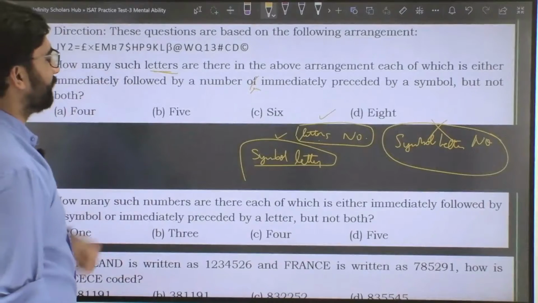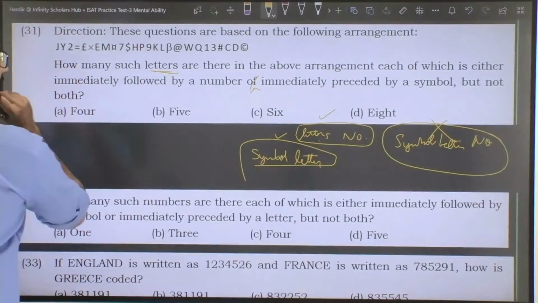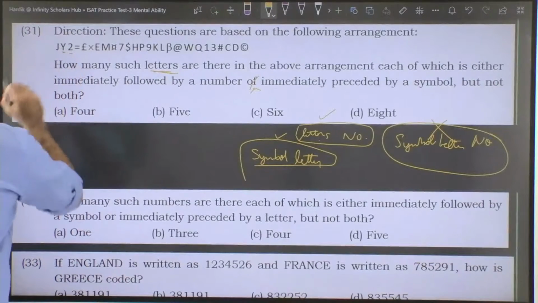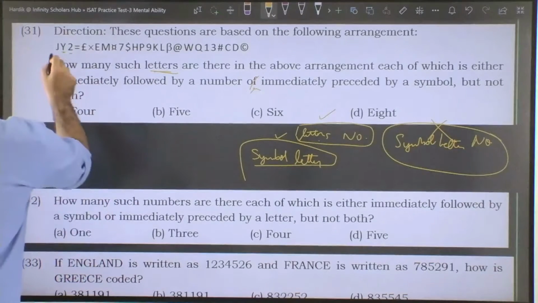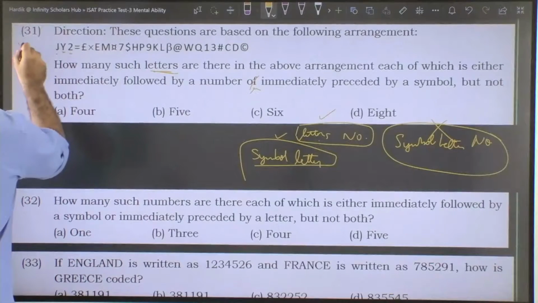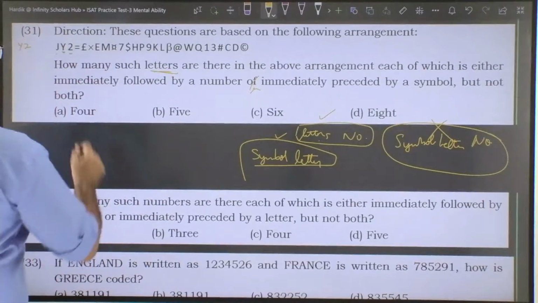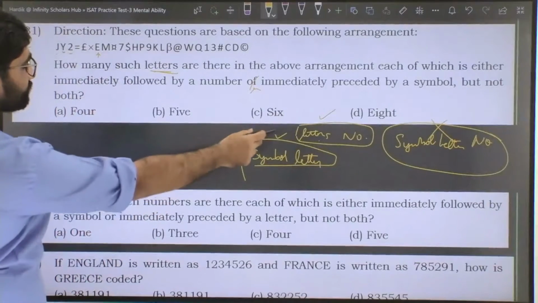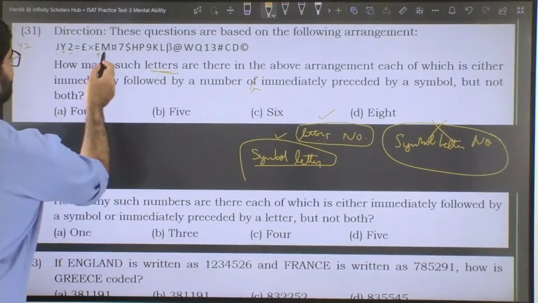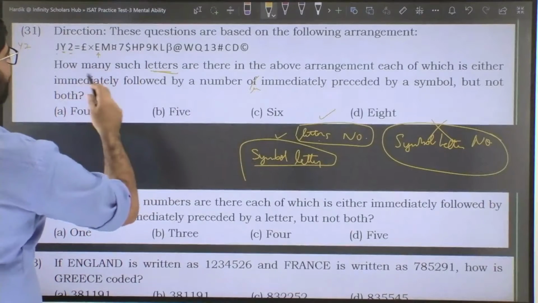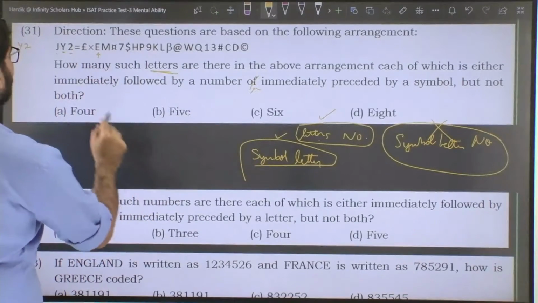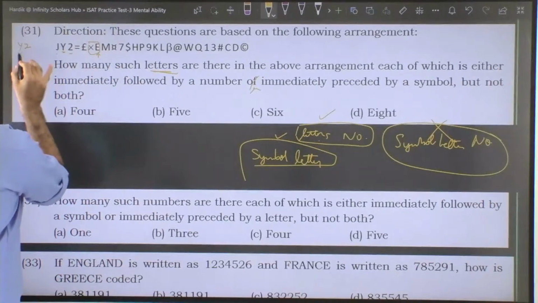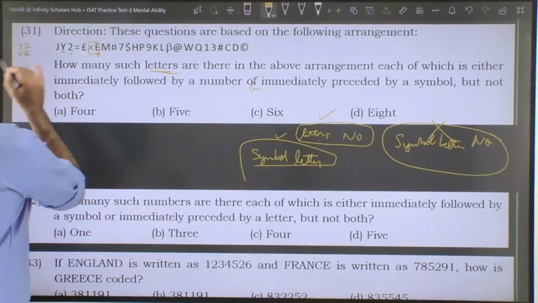So what will we search for? We will search for a letter. You have a letter over here. After the letter there is a number, right? And before the letter, is there a symbol? No, there is no symbol. So Y and 2, this is one pair. Now search for another letter. Yes, we have one more letter over here. After E, there should be a number, but there is no number. So we will check what is before the letter. Before the letter, it should be a symbol. Yes, there is a symbol over here. So multiplication and E, this is also one more pair.